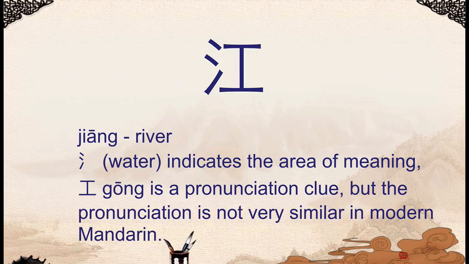Let's have a look at some more examples. Jiang, this character has the same radical, the same meaning component. The left-hand side, the 3 drops of water, which means water. And the right-hand side of this character is actually gong, which is a clue about the pronunciation, but it's not very similar to jiang, the modern pronunciation of this character in Mandarin. But in some of the other dialects of Chinese, the pronunciation of these characters is actually pretty similar, and in Old Chinese it was similar as well. So that's why this difference has arisen.